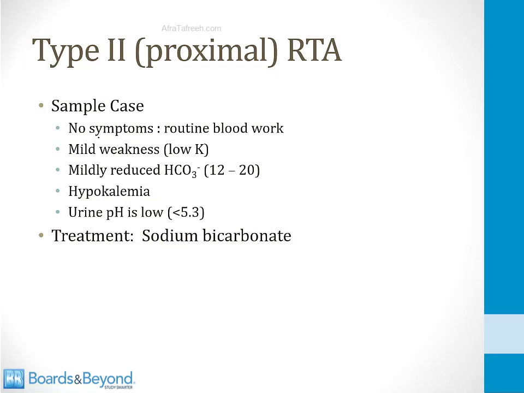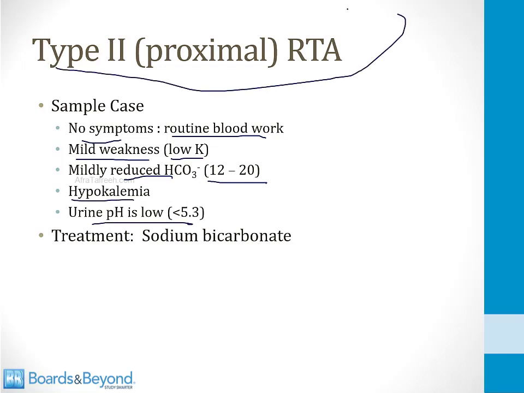So here's a sample case. A patient has no symptoms and comes in for routine blood work, or maybe they have some mild weakness and that's because of low potassium. The blood work shows a reduced bicarbonate in the mild range of 12 to 20. There's hypokalemia and the urine pH is low. This is a type 2 proximal RTA profile. And the treatment is with sodium bicarbonate, which replenishes the bicarbonate being lost in the urine.